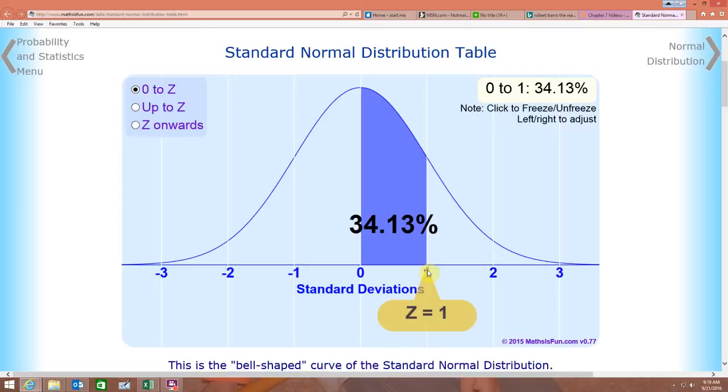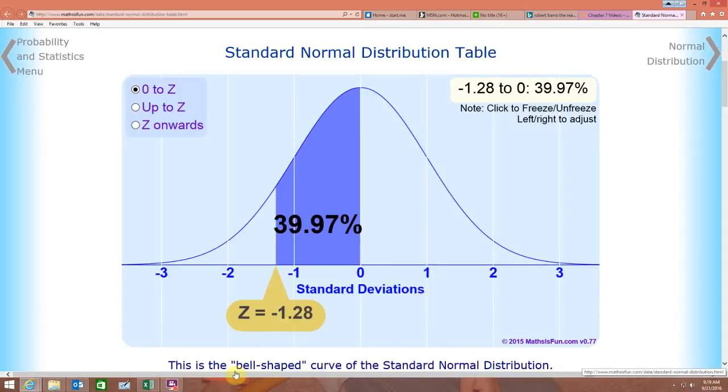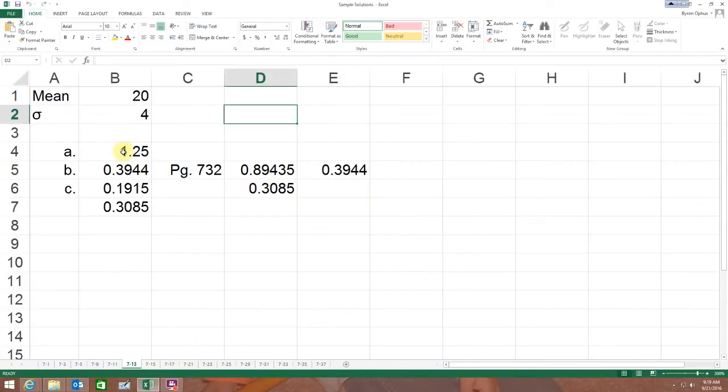This chart's always going to look the same. From -3 to +3, it's basically always going to look the same with standard normal distribution. The amount of the standard deviation, and remember we've calculated standard deviations, they're going to change depending on the data. So try not to confuse those two. In this case, we have a normal population with a mean of 20 and a standard deviation of 4. It says compute the z-value associated with 25.